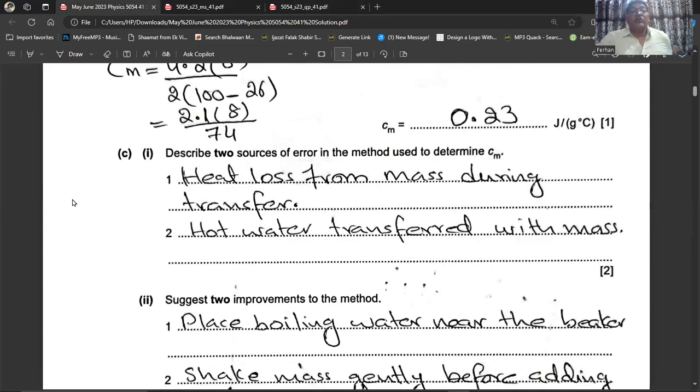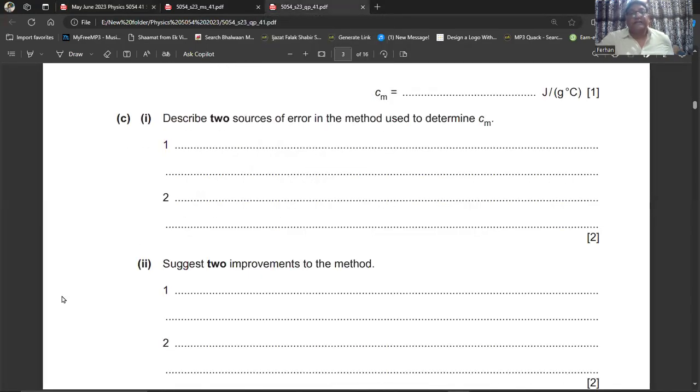Oh yeah, there are other things also. When you transfer that hot mass from the boiling water to the beaker in which you have water, and you take that mass from the hot water and put it into another beaker, maybe some hot water is also transferred with that mass, because that hot water will be on that mass.